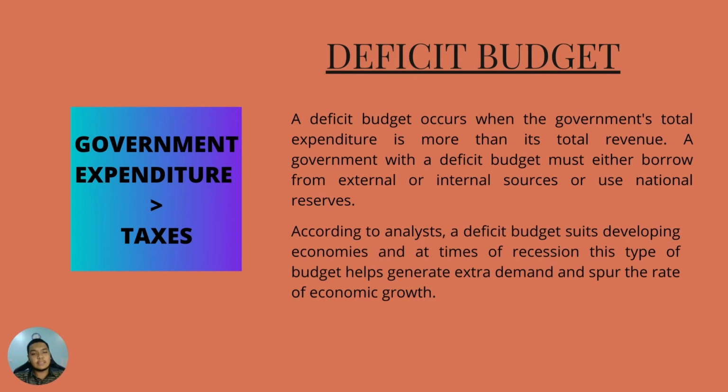The next one is the deficit budget. A deficit budget occurs when the government's total expenditure is more than its total revenue. A government with a deficit budget must either borrow from external or internal sources or use national reserves.